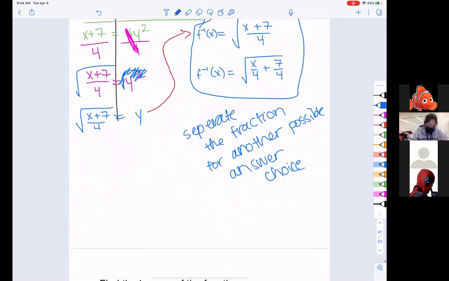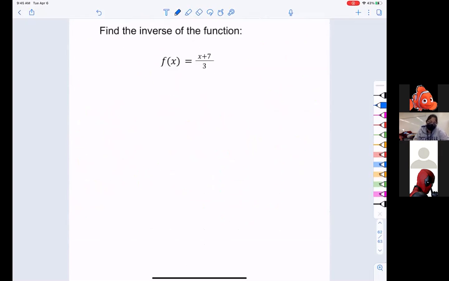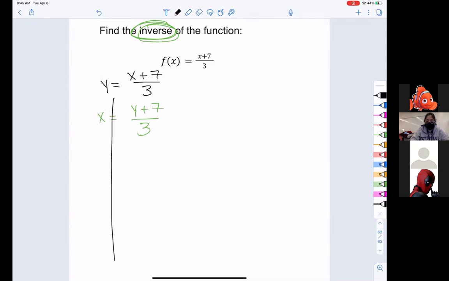All right, so then we get into find the inverse of the function. f of x equals x plus 7 divided by 3. We have y equals x plus 7 divided by 3. Jordan, when we're finding the inverse, what do we want to do to the x and y? Yeah, we got to flip them. x equals y plus 7 divided by 3. Draw our line down the middle.